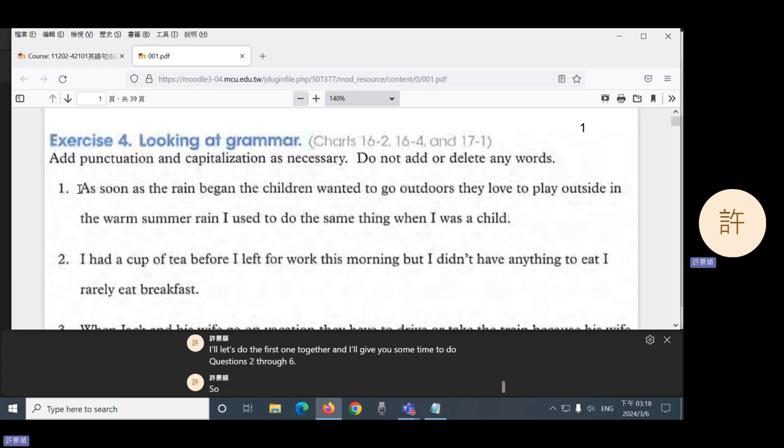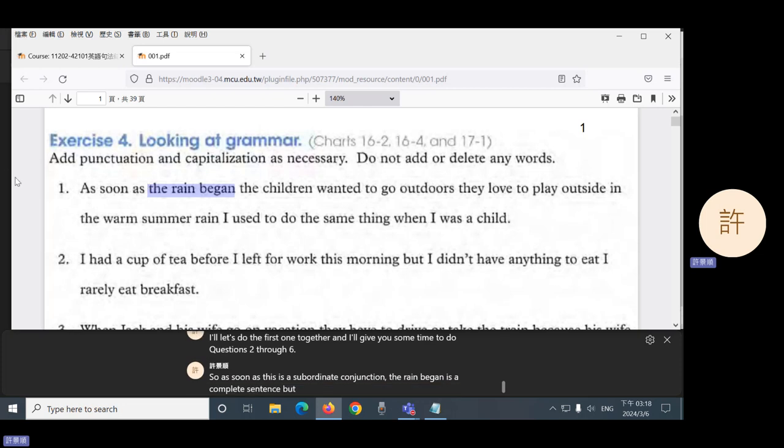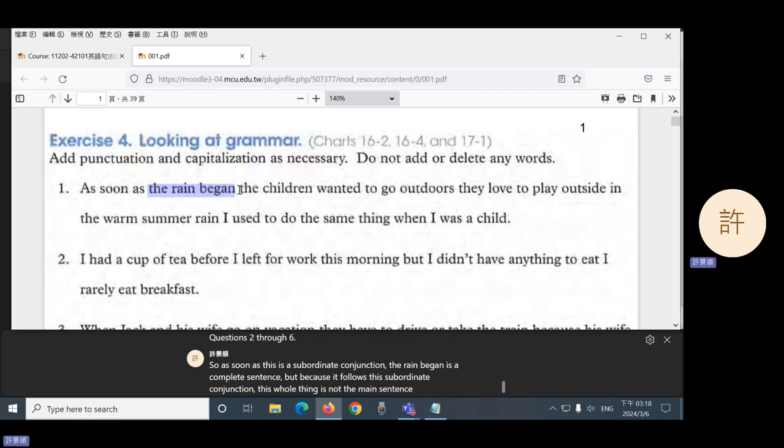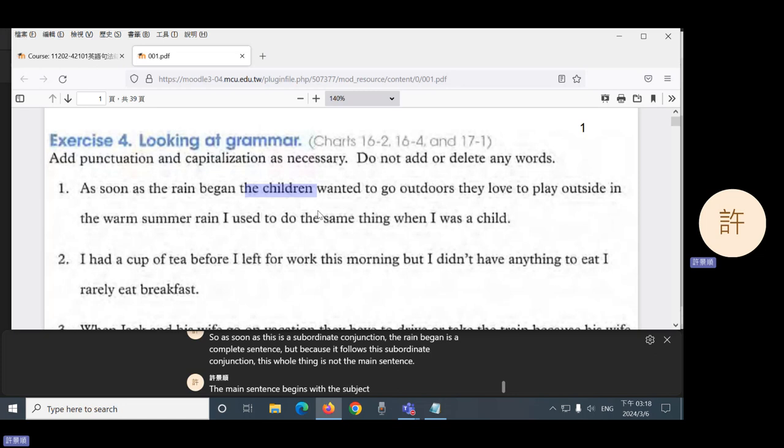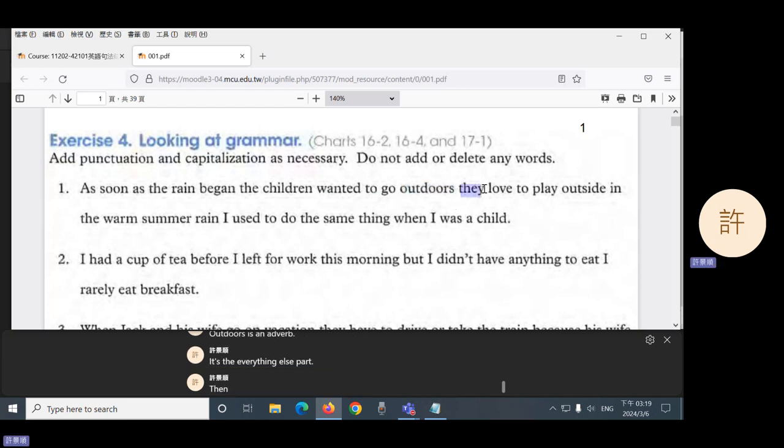So, as soon as, this is a subordinate conjunction. The rain began is a complete sentence, but because it follows this subordinate conjunction, this whole thing is not the main sentence. The main sentence begins with the subject, the children. Subject, wanted to go is the verb. And go does not have an object. Outdoors is an adverb. It's the everything else part. Then you have a new noun, they. So it looks like this begins a new sentence. Verb, love, to play outside in the warm summer rain.